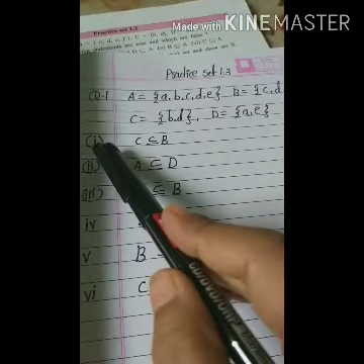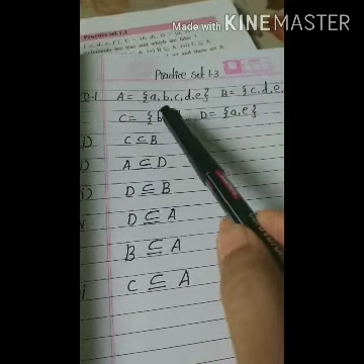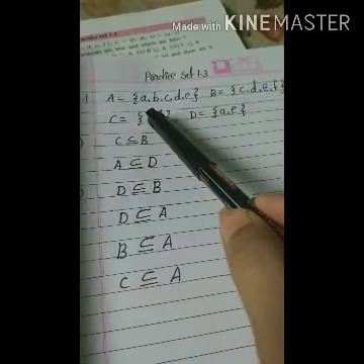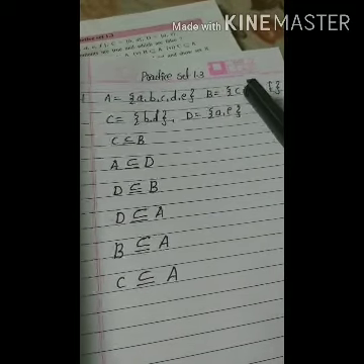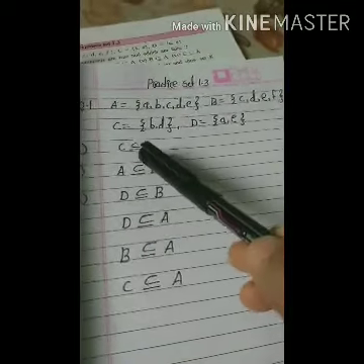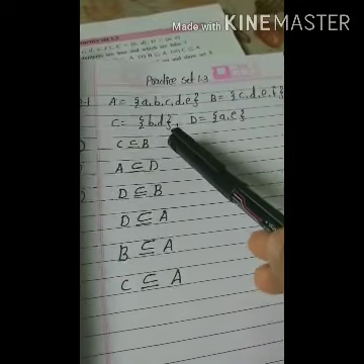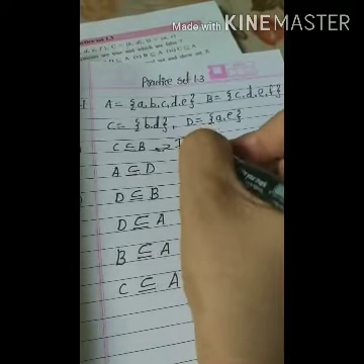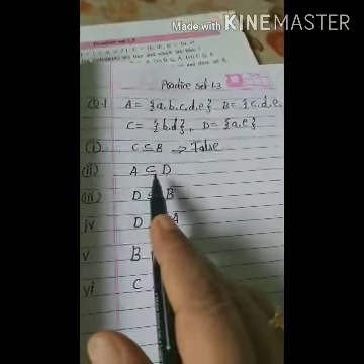Now, first one. C is a subset of B. So, all the elements of C should be present in B. So, is D there in the B set? No. D is there, but only one element is there. So, C is not a subset of B. It means this first statement is false. So, we have to write false.